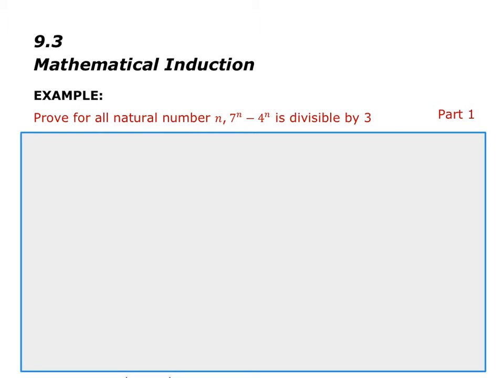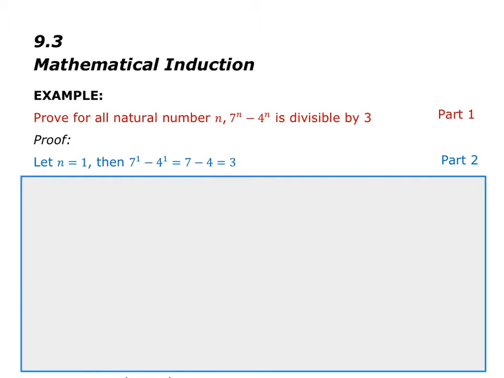In class, what we did was we set up for n equals 1, n equals k, and n equals k plus 1, but then we stopped. So let me just finish this one off. Watch this, and use it as a template for the one that you do need to turn in for your homework on 9.3. All right, so the first thing you want to do is prove for all natural numbers n that 7 to the n minus 4 to the n is divisible by 3. You need to state what it is that you want to prove.